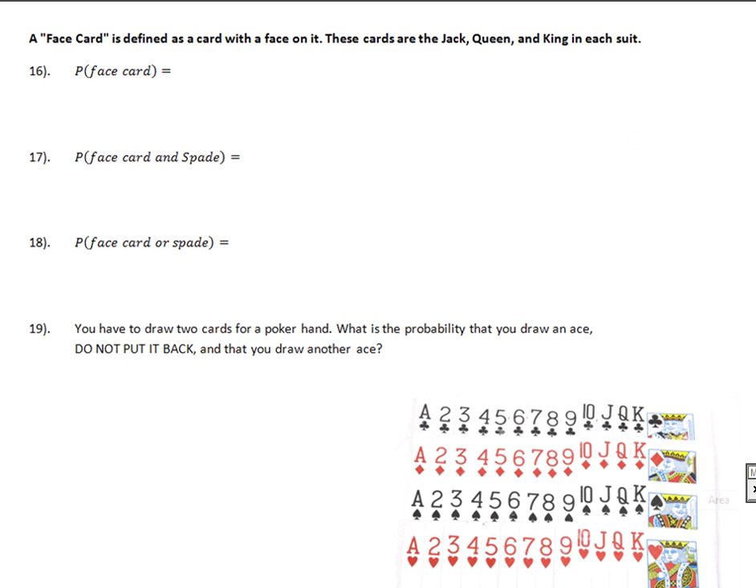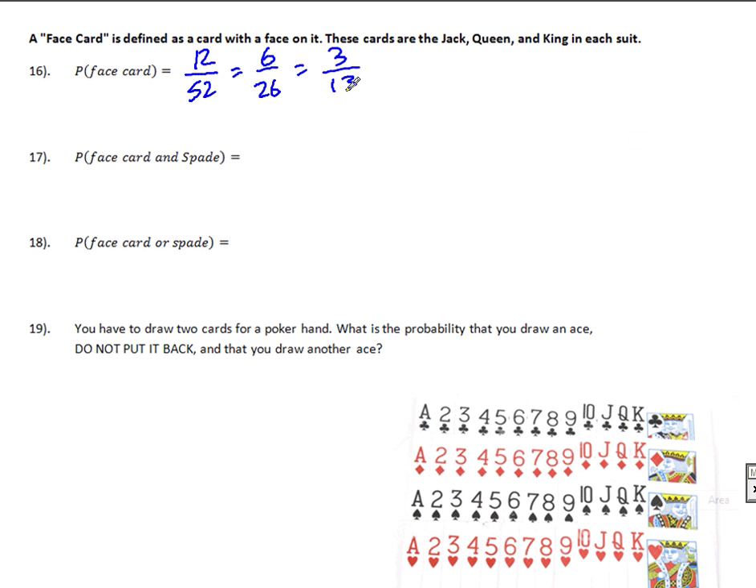A face card is literally a card with a face on it. A jack, queen, or king are the ones that have a face on it. So the probability of getting a face card, well, there's 3 of each suit. That's 12 total out of 52, which would reduce to 6 out of 26 or 3 out of 13.